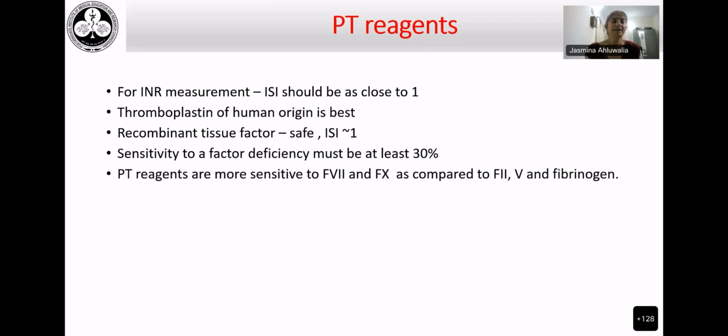Because when we are screening for a bleeding disorder, we are looking for factor levels which are low. So our PT must be prolonged if the factor level is less than 30%. We should not be getting a normal PT at that. So we should choose a reagent which has a good sensitivity.